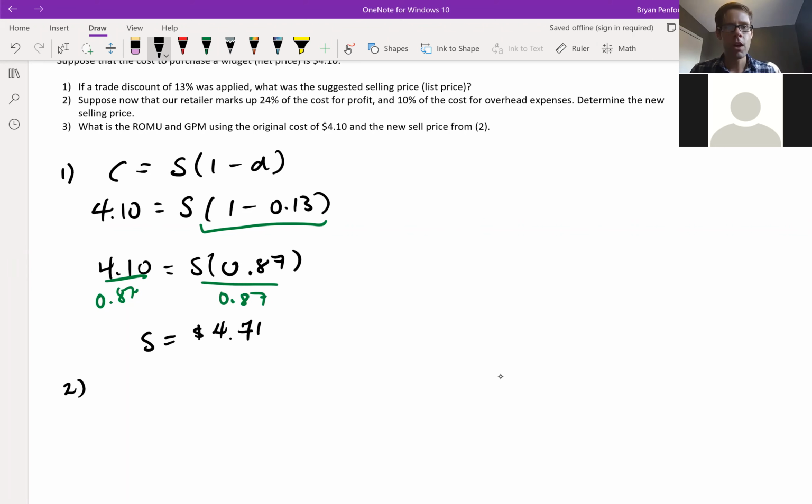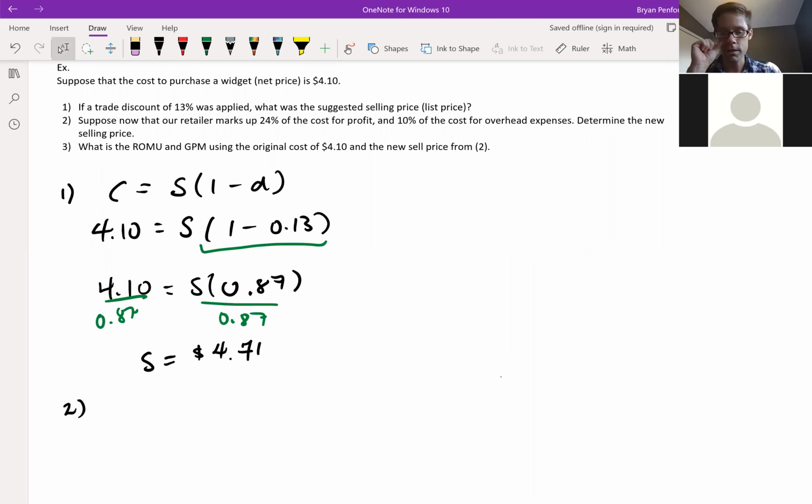So in part 2, we're going to take our cost of $4.10 and mark it up by 24% of the cost. That's going to account for profit, okay? And we're going to take the cost number, find 10% of that, and mark up the cost one more time to account for our overhead expenses. And then this is going to create a new sell price from the point of view of the business owner. So it may not be the suggested selling price, which we calculated as $4.71. It could be something else. And most of the time it is.